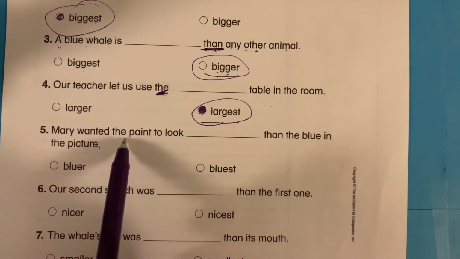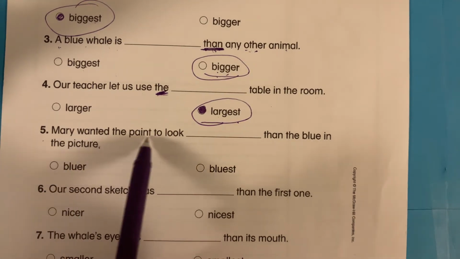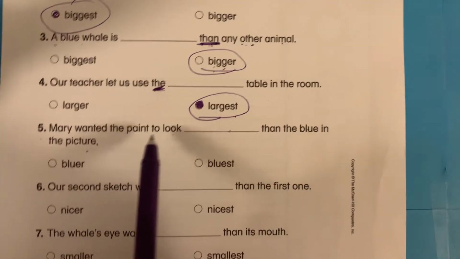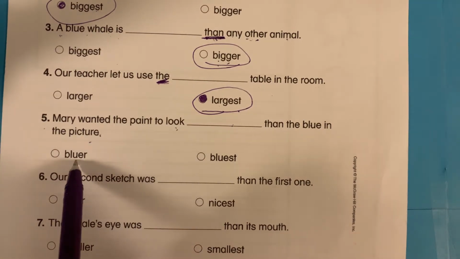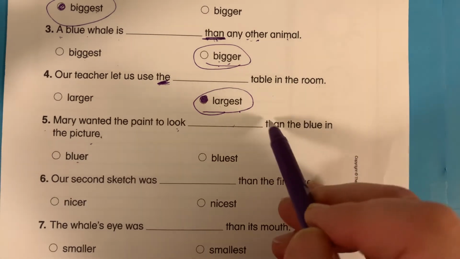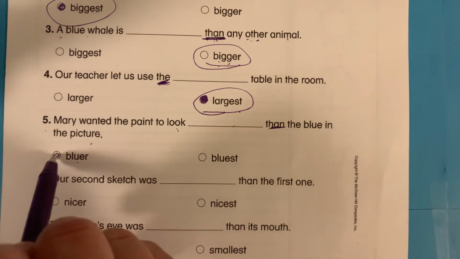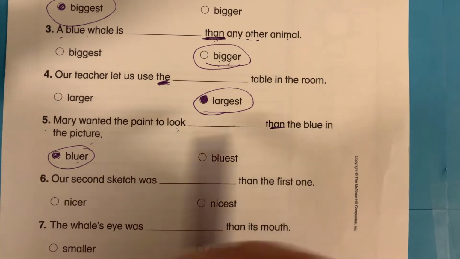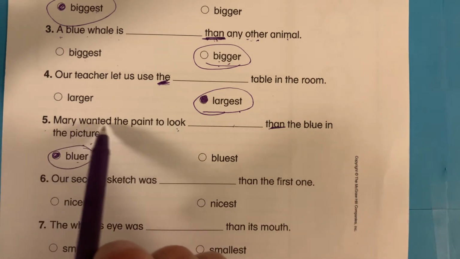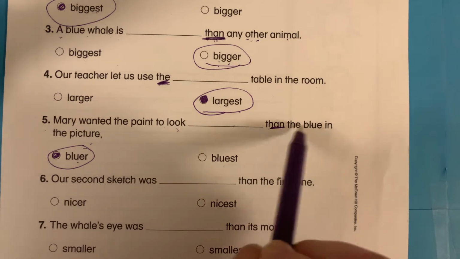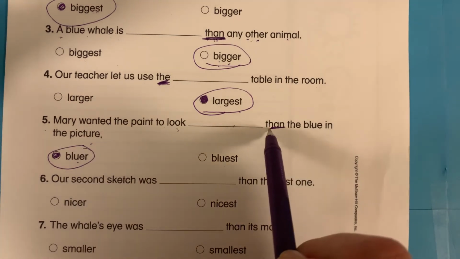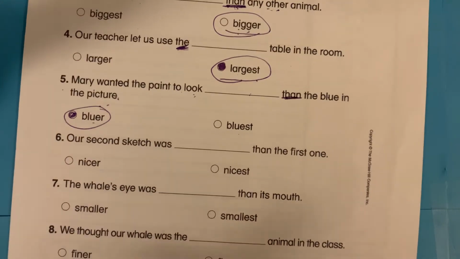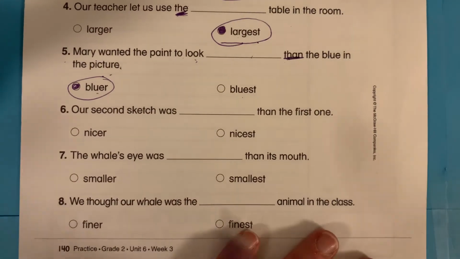Mary wanted the paint to look blank than the blue in the picture. To look bluer than. So here again we have than, and bluer makes more sense. Mary wanted the paint to look bluer than the blue in the picture, or Mary wanted the paint to look bluest than the blue in the picture. So do you see that? Using than makes it so that you're just comparing 2 things. Let's try it again and see if that works.